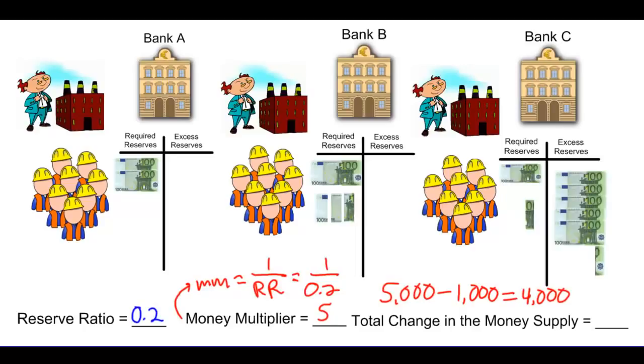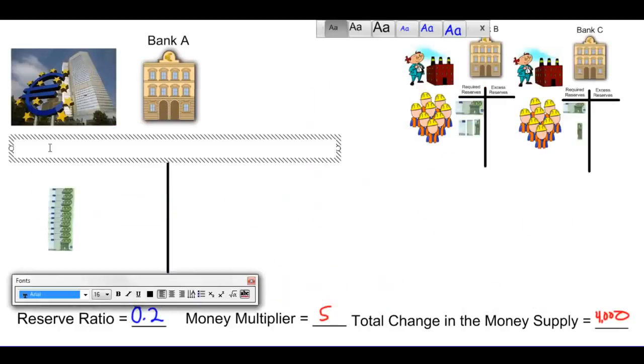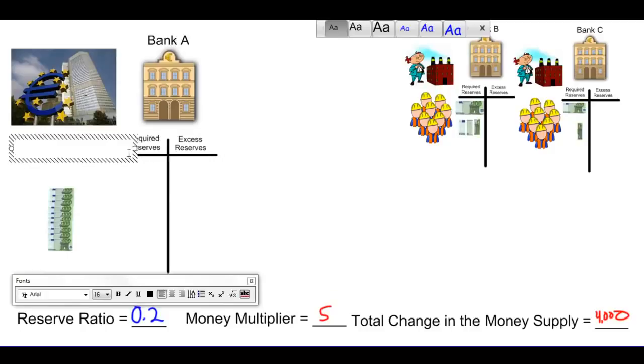Now this raises a question: what if the initial change in deposits comes not from a private investor, as we saw in this activity, but rather from an action taken by the central bank? Let's assume, for instance, that rather than the increase in the deposits of Bank A coming from a businessman's business activities, instead the supply of reserves in Bank A increases because the European Central Bank buys bonds from commercial banks.